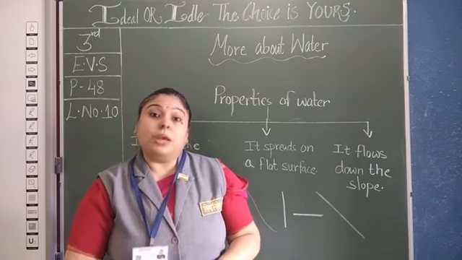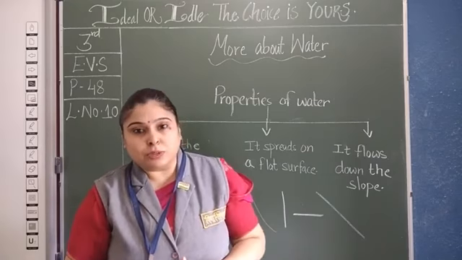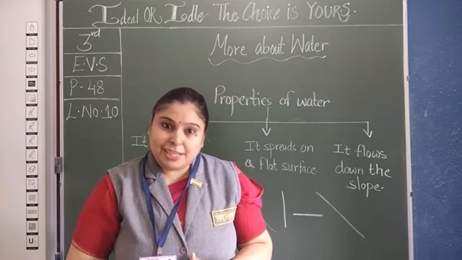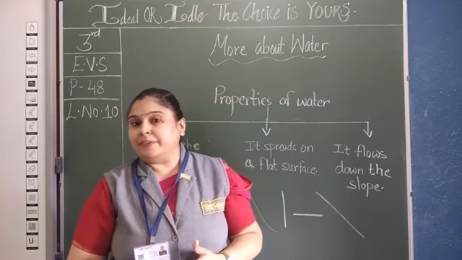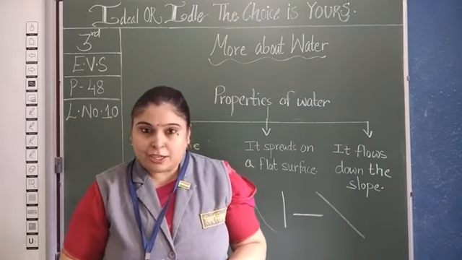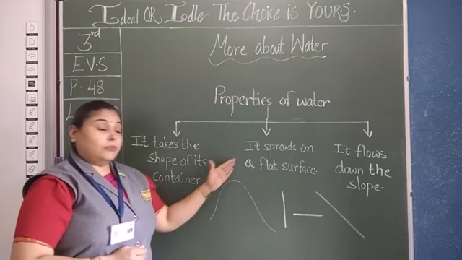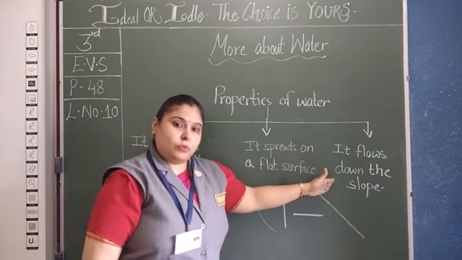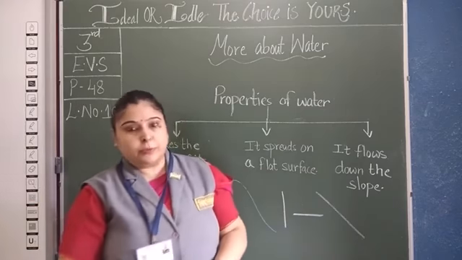So, on a slope, water flows down very easily because of the gravity of the earth. Clear? Today we have learned one more property of water. Now come to the use of brain part.